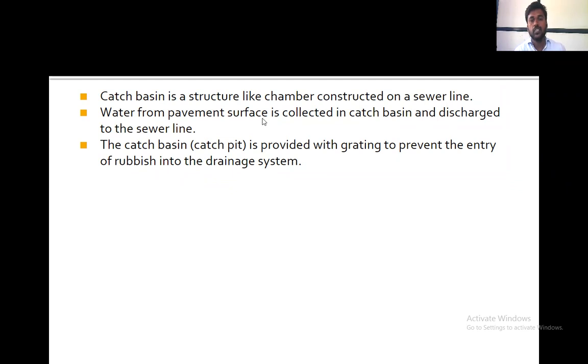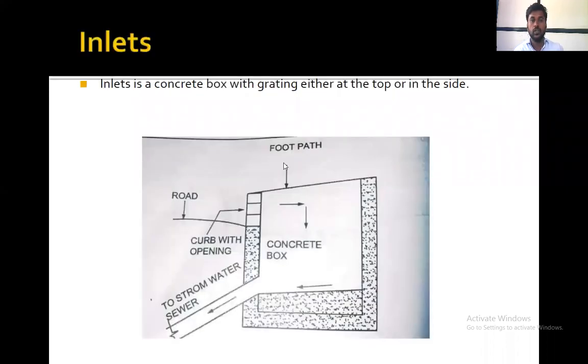The catch basin is provided with a grating on the pavement to prevent the entry of rubbish into the drainage system. The catch pits are also provided with a grating to prevent the entry of rubbish and floating matter into the catch basin. As you can see here, the next is the inlet.